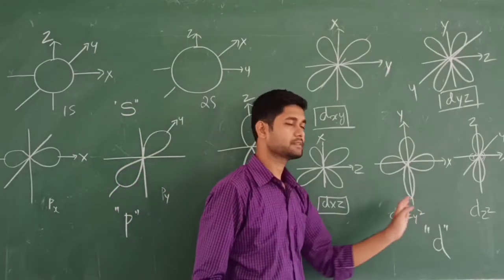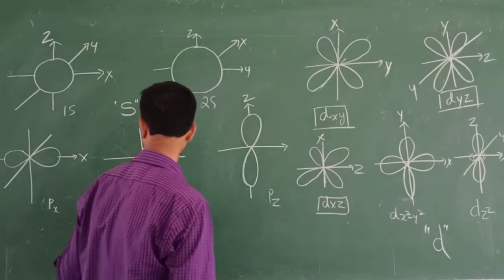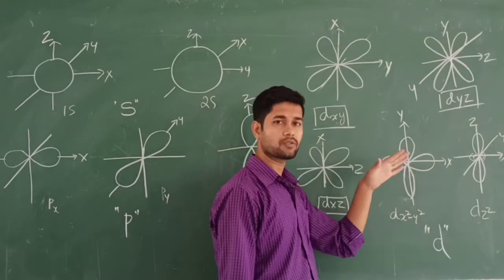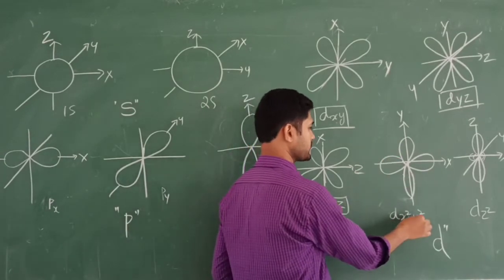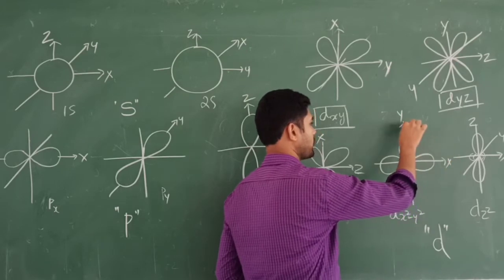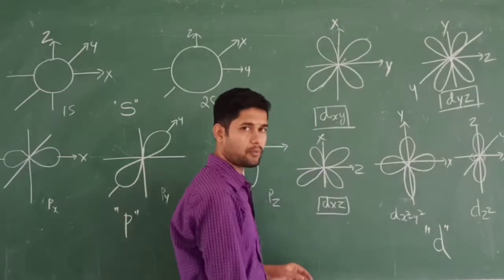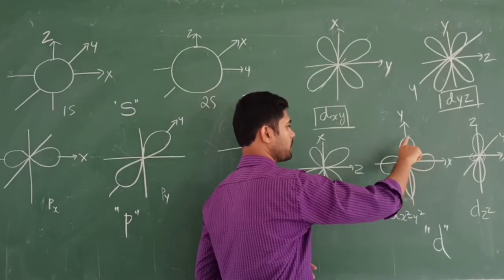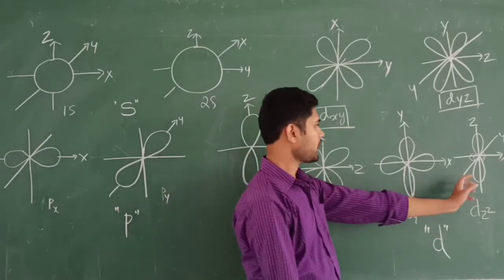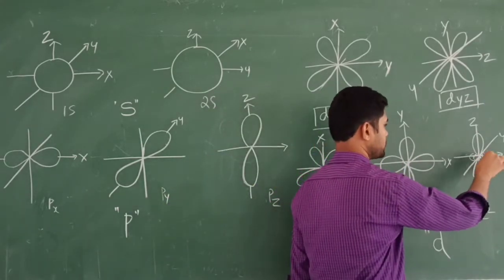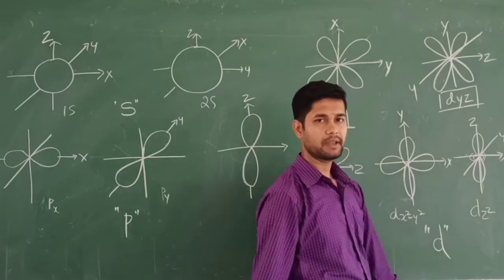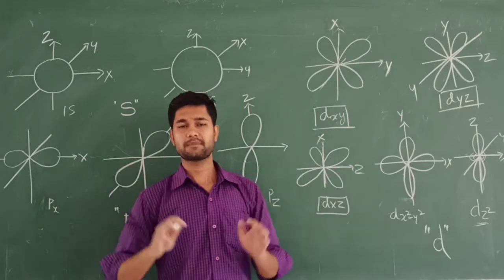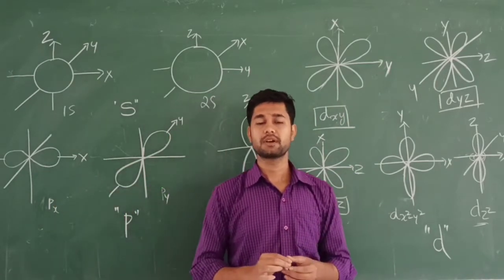What about these orbitals? They are along the axis, similar to px, py, pz, right? So these orbitals are along the axis. If I take the x, y axes, this is the x-axis, this is the y-axis. Along the x-axis and y-axis the orbitals will be located. That's why its name is dx square minus y square. Coming to the last one, there is a z axis, and along the z axis the orbitals will be located. That name is dz square. So these are the shapes of the important orbitals. You should remember this.